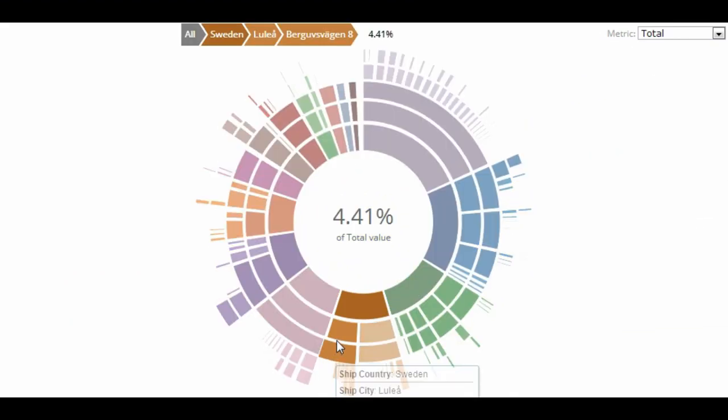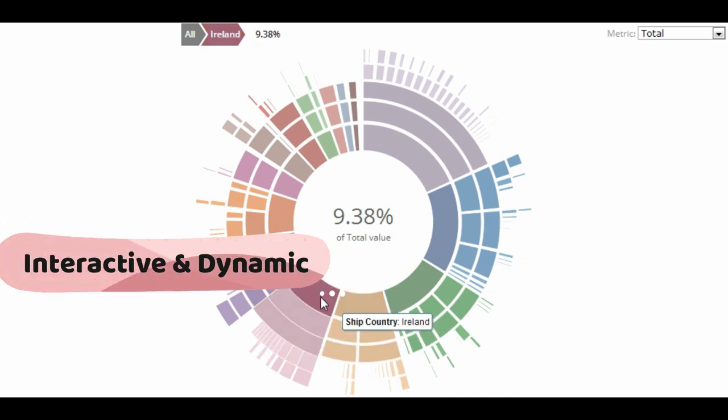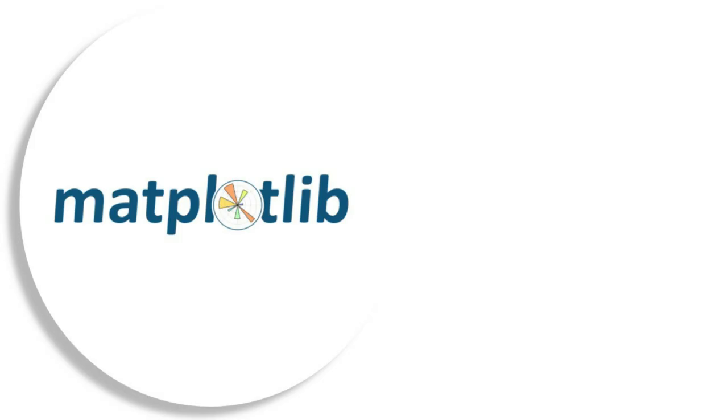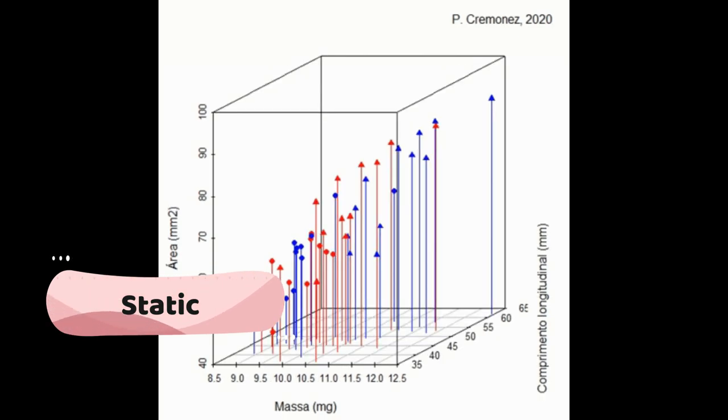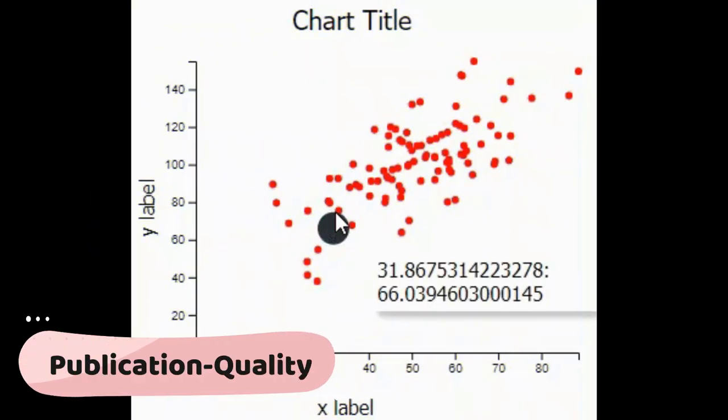3. D3.js. D3.js is a JavaScript library that is used to create interactive and dynamic data visualizations on the web. 4. Matplotlib. Matplotlib is a Python library that is used to create static, publication quality visualizations in Python.